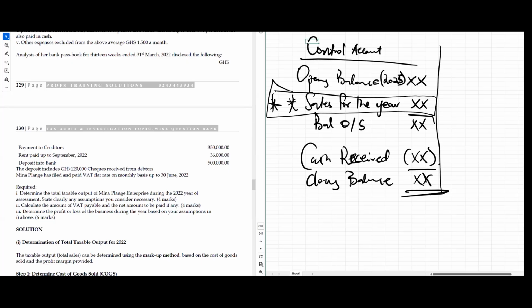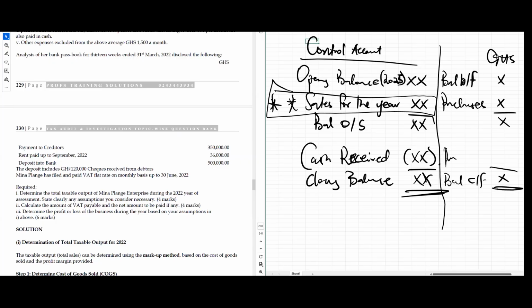If this has to do with supplies, it's the same thing. You bring your opening balance for the supplies. Then you bring all the purchases that they made for the year, or imports for the year. That will give you the total. Then you compare it to the closing balance. The difference becomes the amount that was paid to the suppliers, right? Paid to suppliers. Does it make sense?